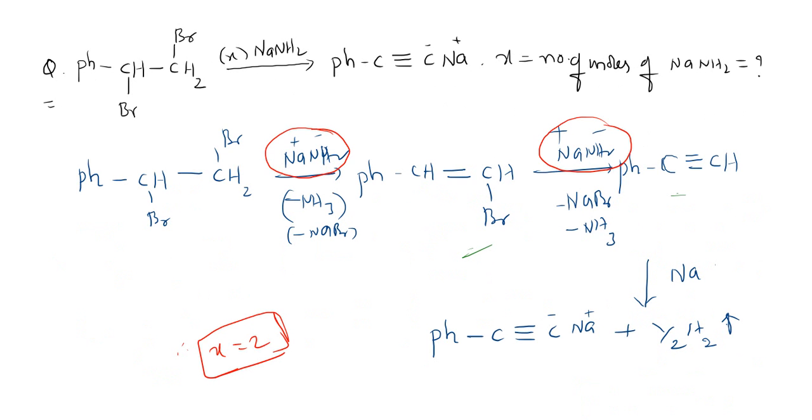As you know, acetylenes are weakly acidic, and their acidic nature can be tested with sodium metal. The liberated hydrogen gas indicates that acetylenes are acidic in nature. So, in such a way, the reaction is conducted to get sodium acetylide. In this, we have used sodium amide, nothing but 2 moles of sodium amide. So, the answer is 2 for this question.